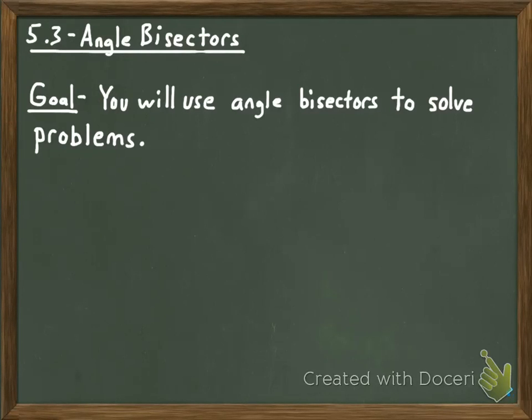So we are moving on to section 5.3. We've been talking about perpendicular bisectors and perpendicular bisectors in regards to their relationships within a triangle. And now we're going to be focusing on angle bisectors. In this video we're not going to do anything with triangles, and that will be for the next video, but we're going to talk about angle bisectors, and you're going to use angle bisectors to solve some problems.